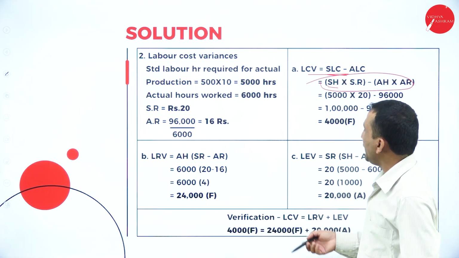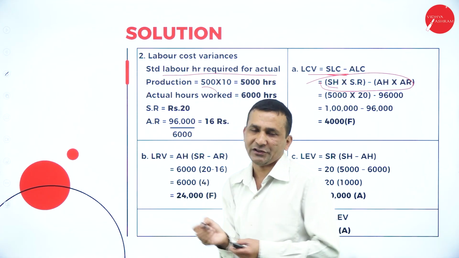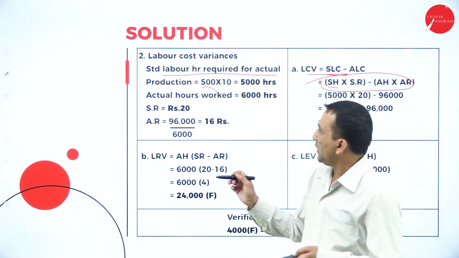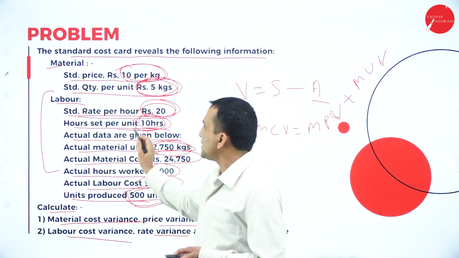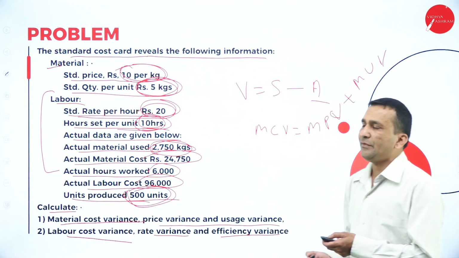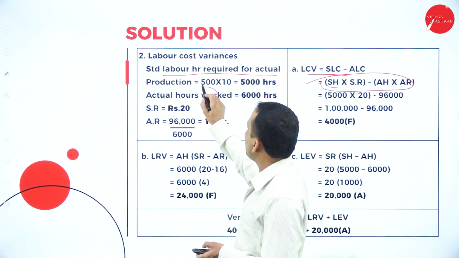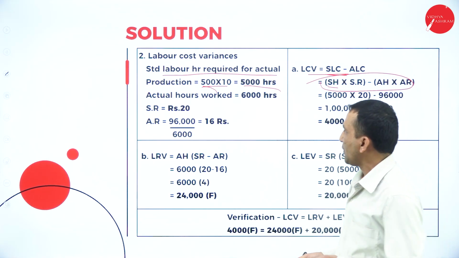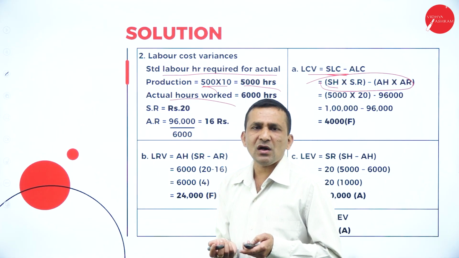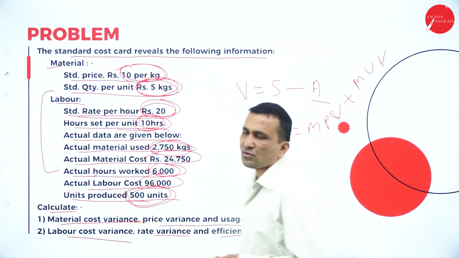So obviously we need to calculate the standard labor hours required for actual production, because for each unit produced we are consuming 10 hours. The 10 hours standard is set for each unit, so obviously we need to multiply with the 500 units. How many hours do we need here? 500 into 10, if you multiply, 5000 hours are required. Now actual hours worked, which is given in the question, is 6000.